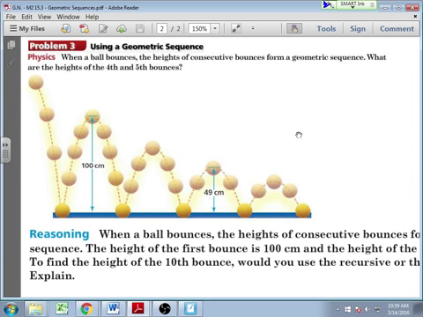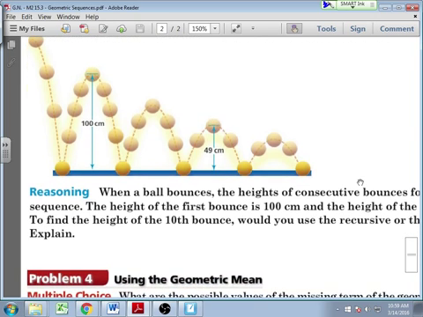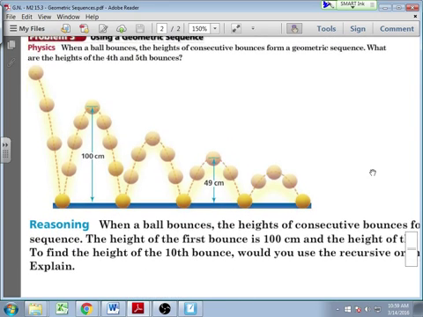So when a ball bounces, the heights of consecutive bounces form a geometric sequence because it's going to be changing or losing the same amount every time because it's working against gravity, air resistance, all that sort of stuff. So we see, and check out the reasoning down below here. We want to find the 4th and 5th bounces. This is bounce 1 because we started here. So bounce 1, this is height of bounce 1, height of bounce 2, height of bounce 3, height of bounce 4. How can we figure out what that ratio is?